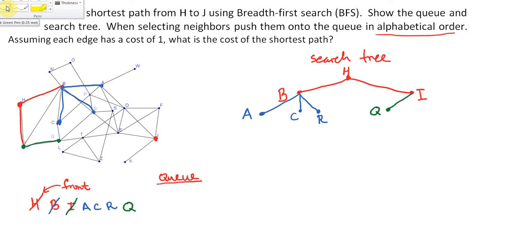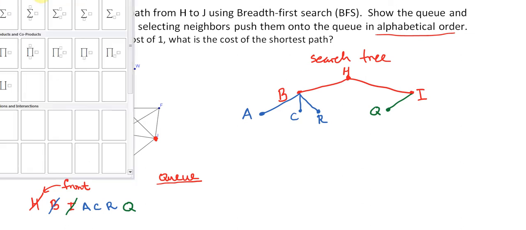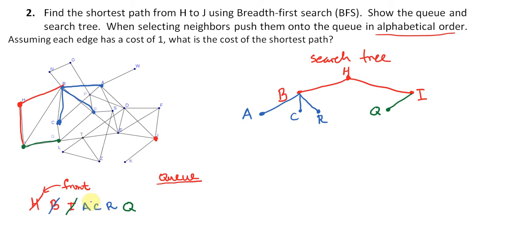Let's continue with this process. Let's alternate some colors to make things a little bit easier to follow. I'm going to remove A from the front of the queue, which means I'm going to start searching from A. Now, where can I go from A? Well, I could go to P, I could go to S, I could go to D, and I could go to W. We're going to add them on here in alphabetical order. So D comes first.